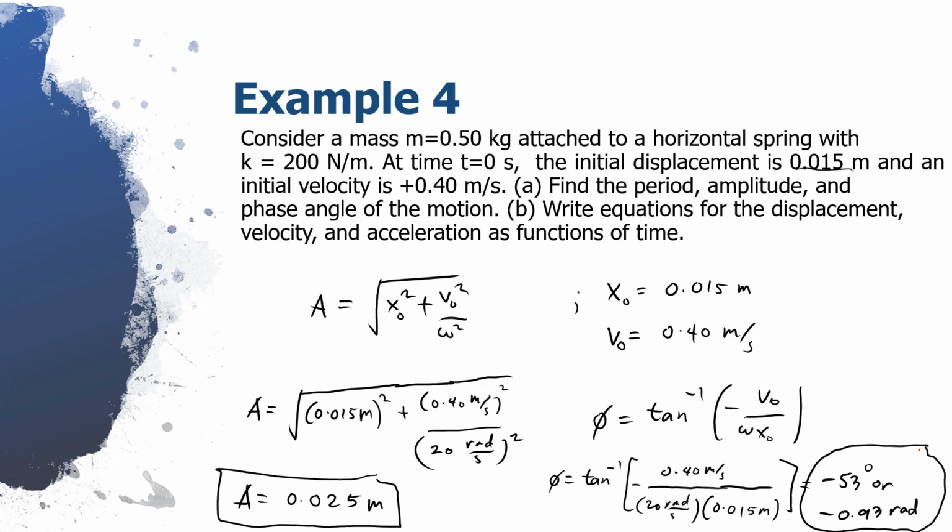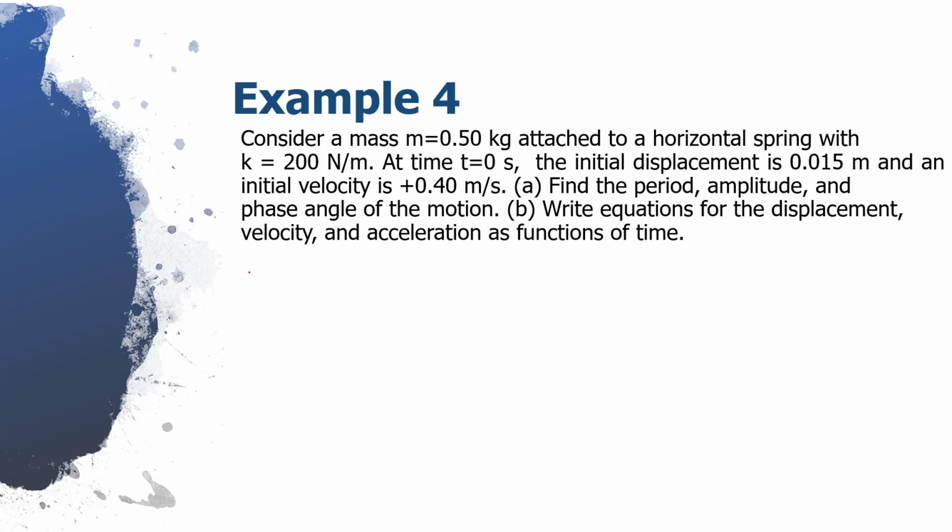So that's for letter A. For letter B, write equations for the displacement, velocity, acceleration as a function of time. So for letter B, x, the displacement as a function of time, is equal to A cosine omega t plus phi.